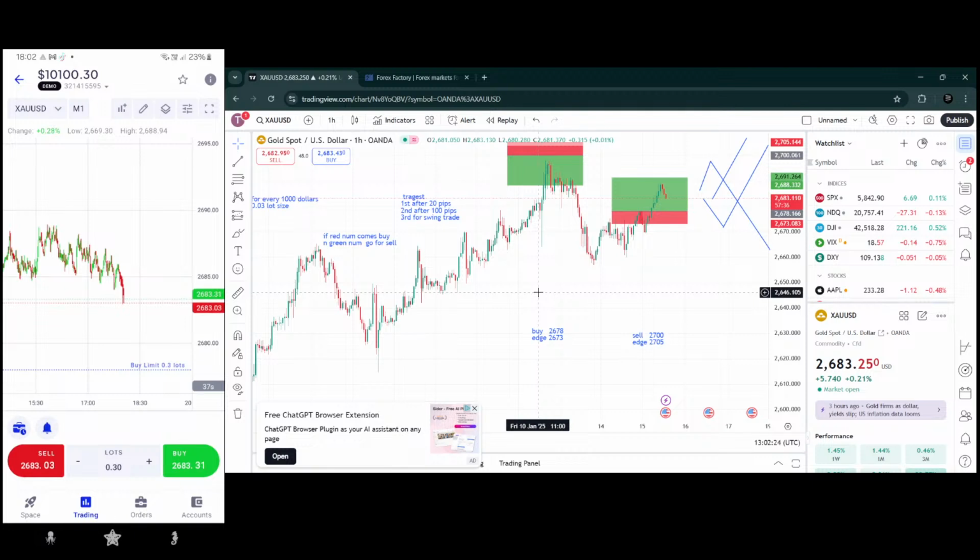Almost 28 minutes are left in the news. Market is 2683.34.